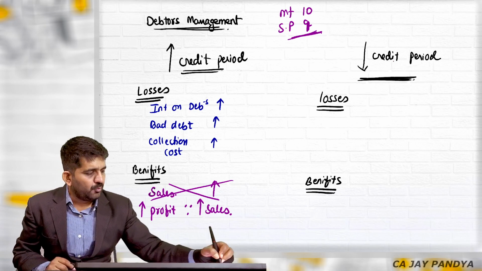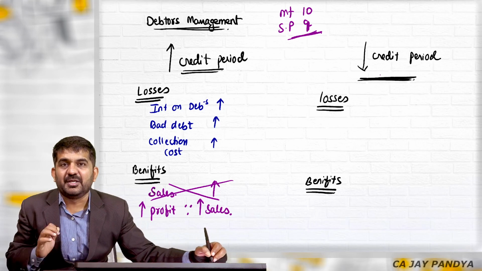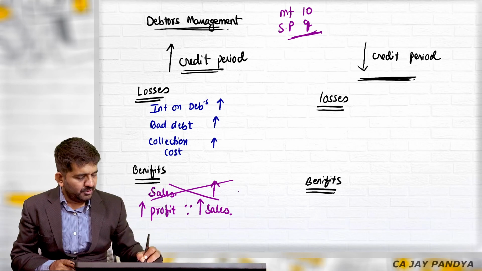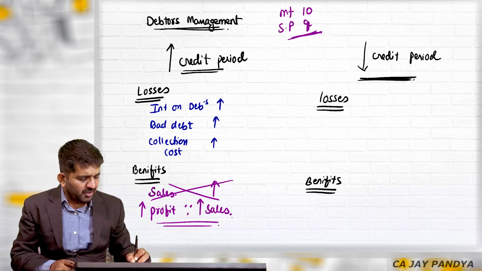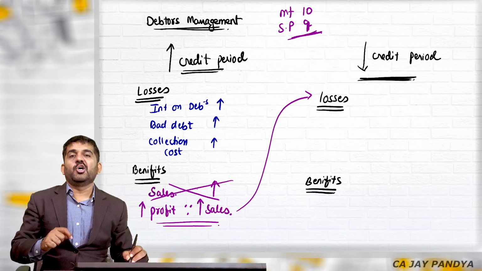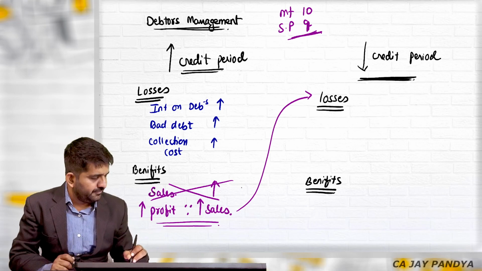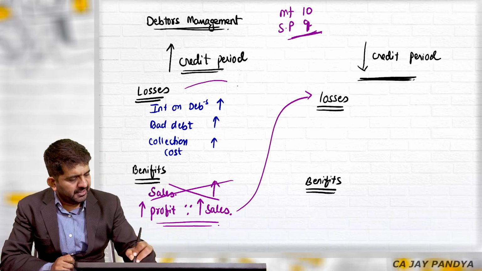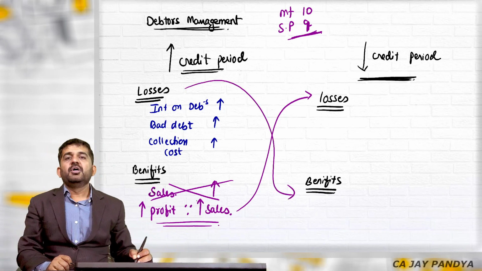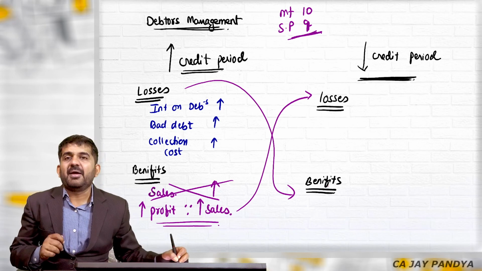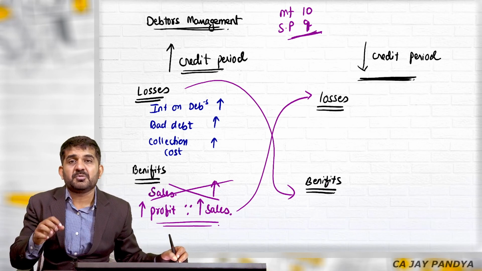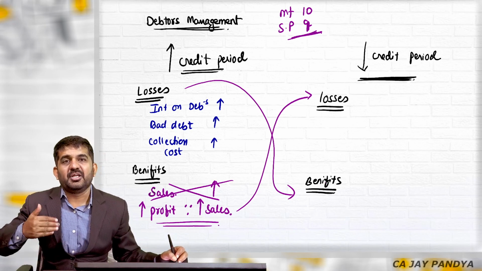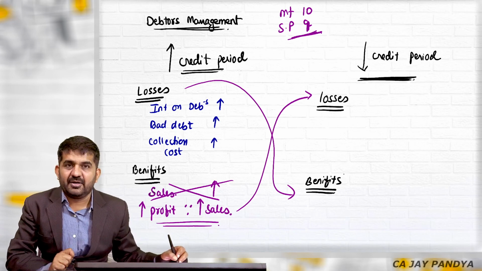Please understand, I am going to the decrease of credit period. For a decrease in credit period, believe me, we don't have to see the losses. The benefit of an increase in credit period will become the loss of a decrease in credit period. The benefits of a decrease in credit period will be nothing but the losses of an increase in credit period. What are the benefits if you decrease your credit period? Your investment in debtors will be less. So interest on debtors will be less. Your bad debt will reduce. Your recovery cost will be reduced. Ultimately, these will be the benefits.